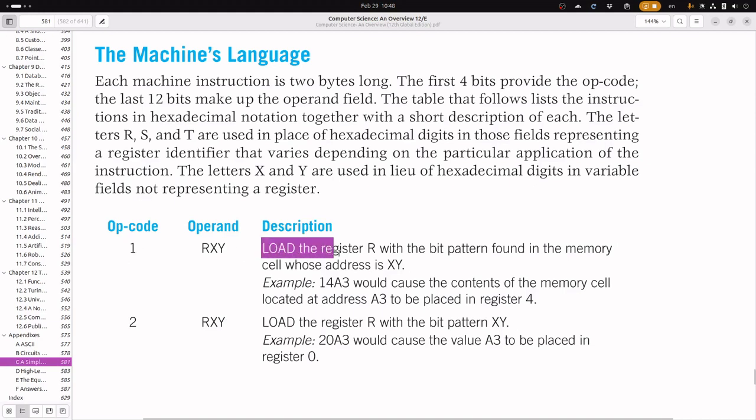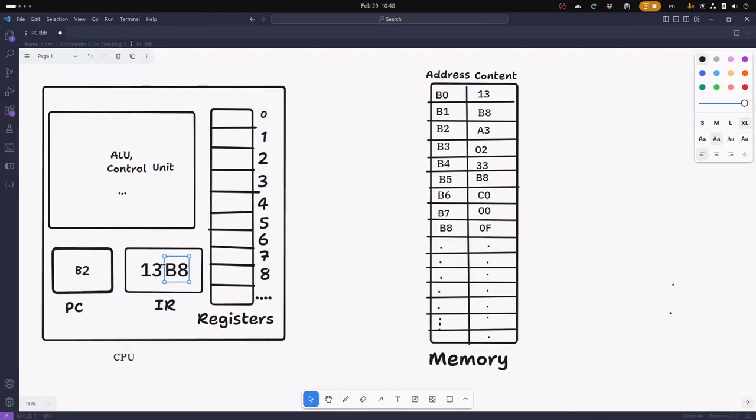So let's read the description. What it says: load the register R with the bit pattern found in memory cell whose address is XY. So it says to load the bit pattern, the value of memory cell B8, and see here we got memory cell B8, and the value of memory cell B8 is 0F. And what this instruction says, load the value of memory cell B8 into register 3.